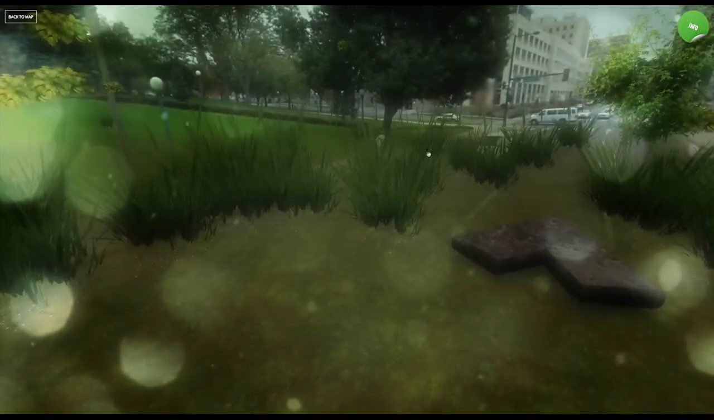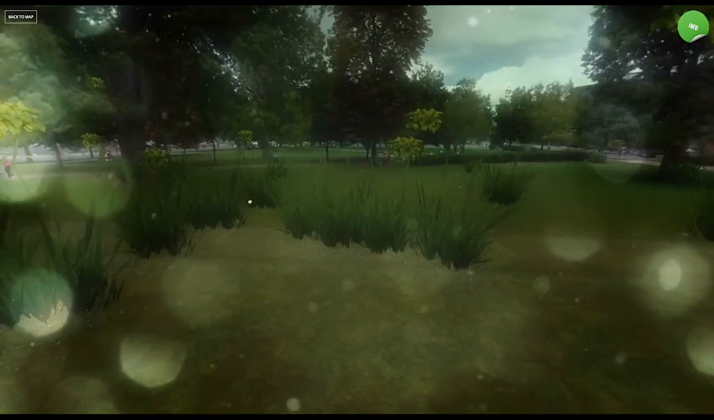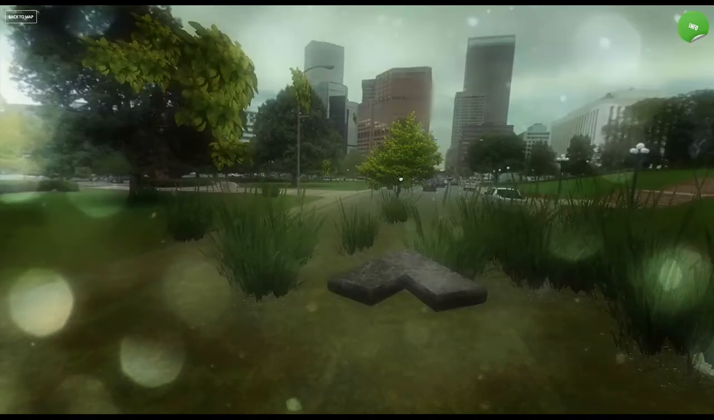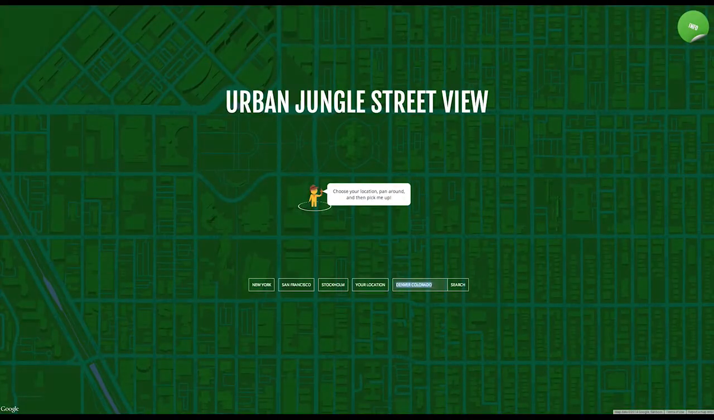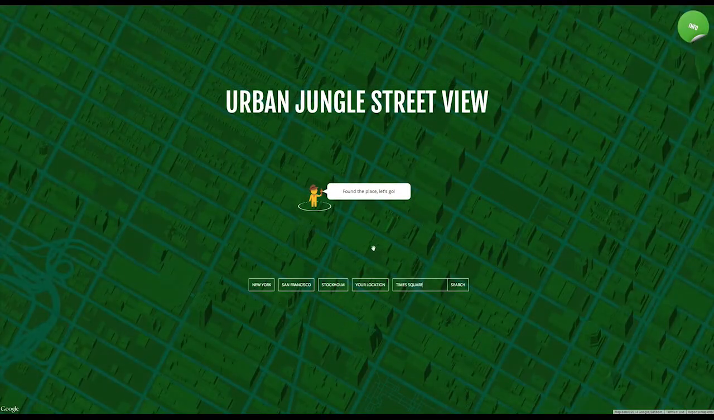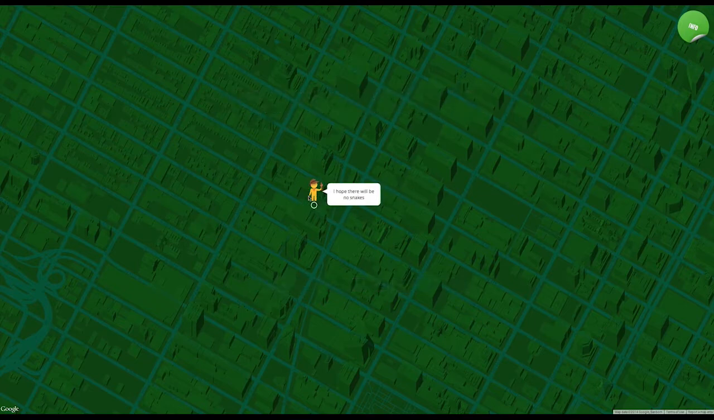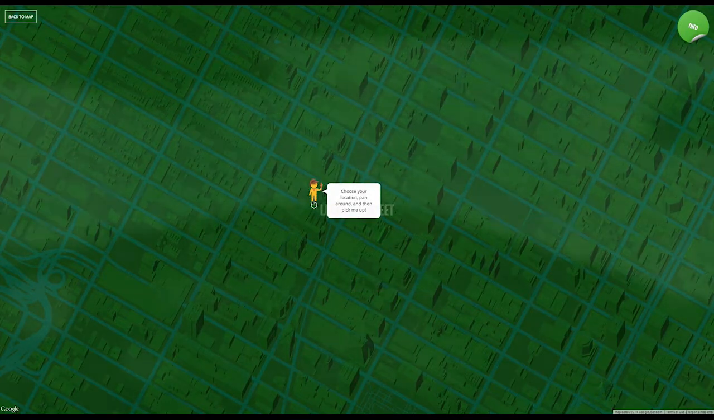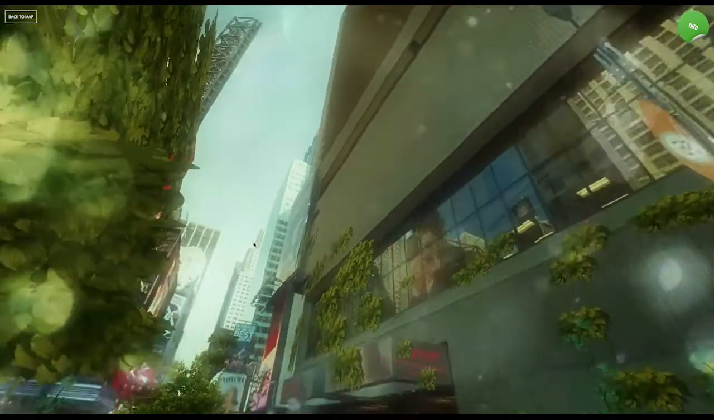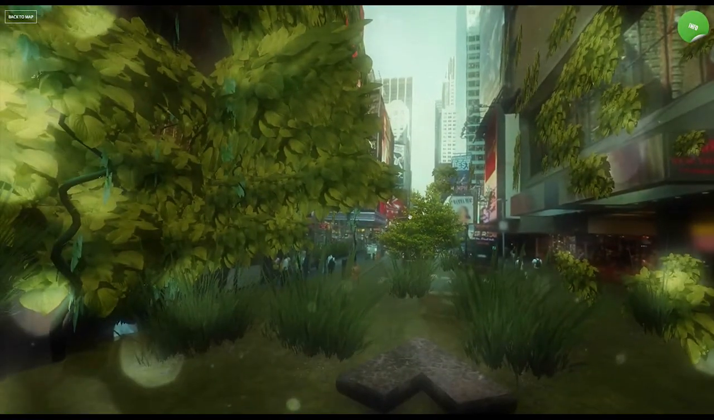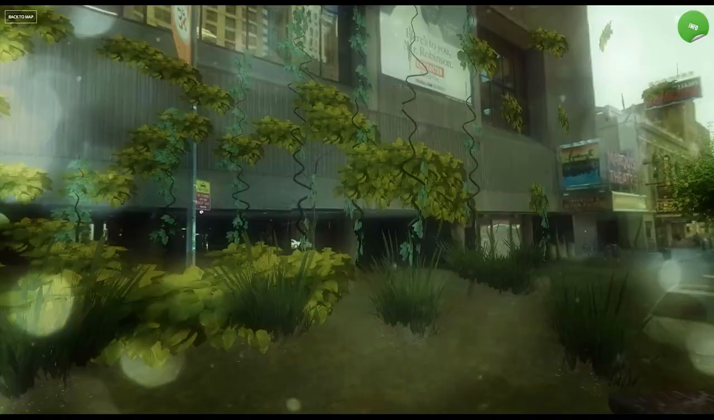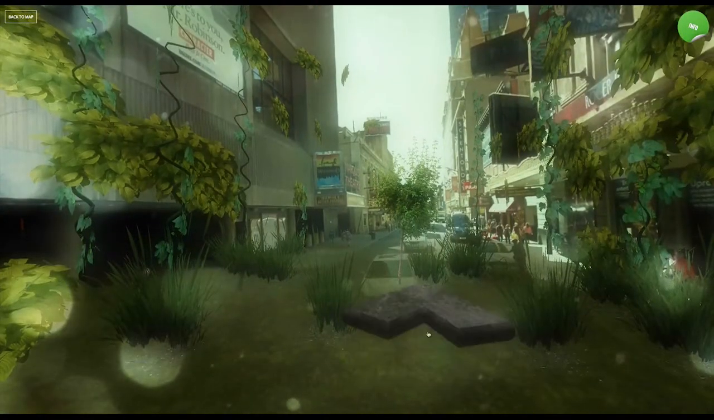So what else we got back here? Not a lot to be seen here out front of the Capitol. Let's jump back to the map. Let's go to Times Square. I have no idea. Times Square, New York City. Okay, let's go. Is that Times Square? I don't actually know where Times Square is. But this is Times Square if it was full of a bunch of janky plants. So that's kind of cool.